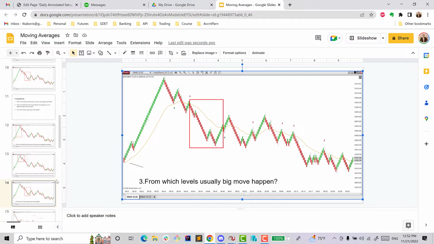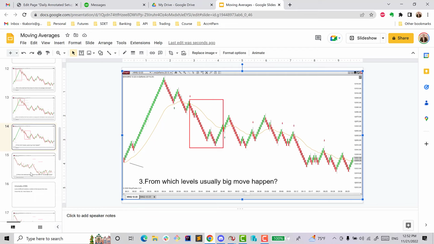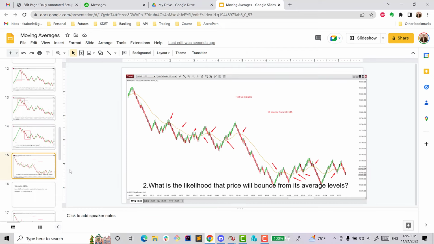Here's another example. If we were gonna ask, what is the likelihood that price will bounce from its average levels? Look, just first 60 minutes, we have 13 bounces. Bounces from here, from here, from here, from here, from here. See, the 34 EMA acts as a magnet, and it also acts as a bouncer. It attracts the price right here, and then price bounces from 34 EMA. So this is another lesson, that EMAs serve us as an attraction point and a bouncer point.